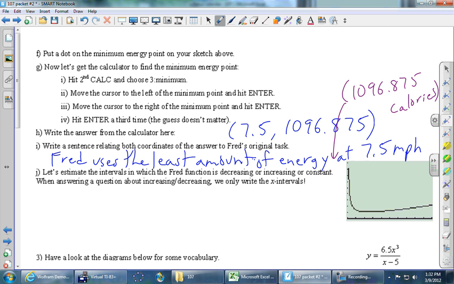Okay. So when I grade a sentence like this, I'm looking for the first number, that was the V. I'm looking for the second number, that was the E. I'm looking for the units, miles per hour, and calories. And I'm also definitely looking for what kind of a word: least, minimum, smallest, fewest, some indication. You could write tons of sentences like this, but the specialness of that point is that it's the least number of calories. Questions on that?